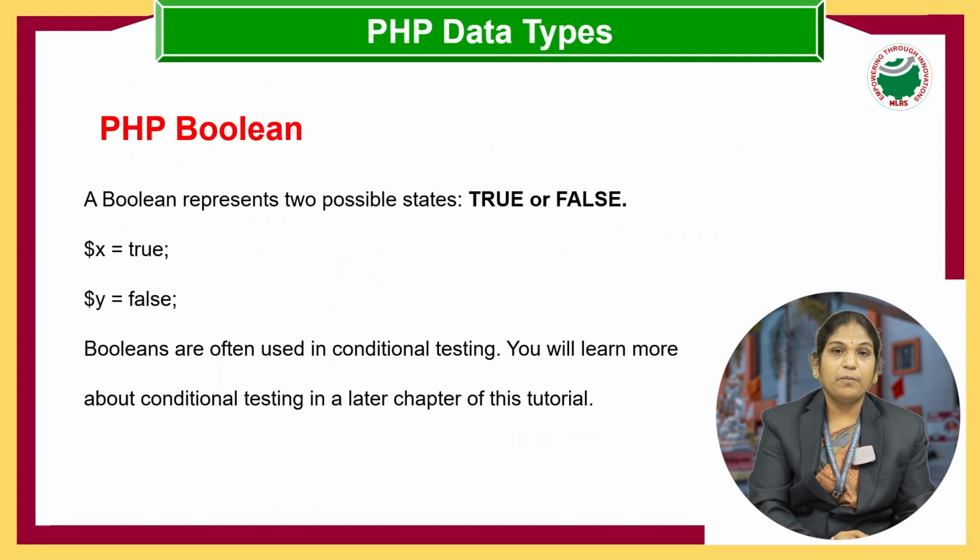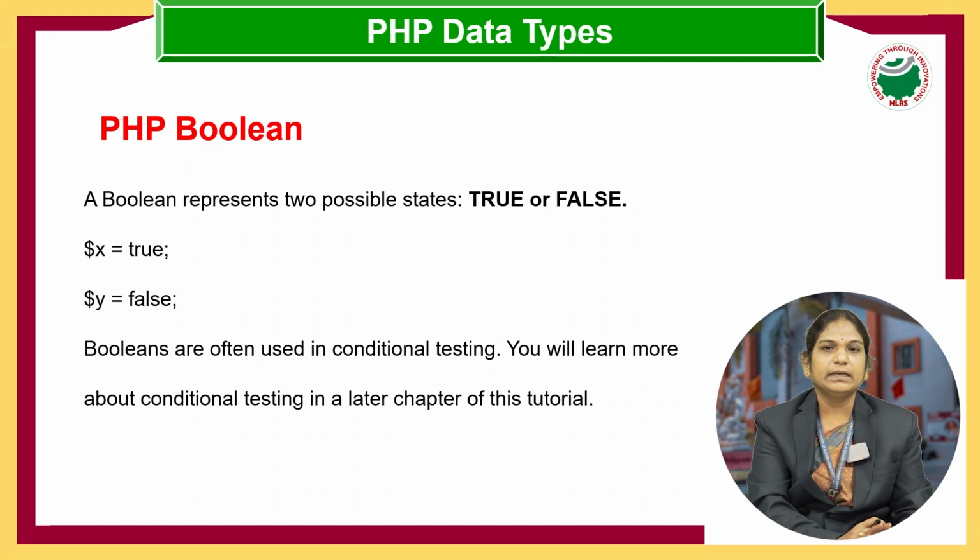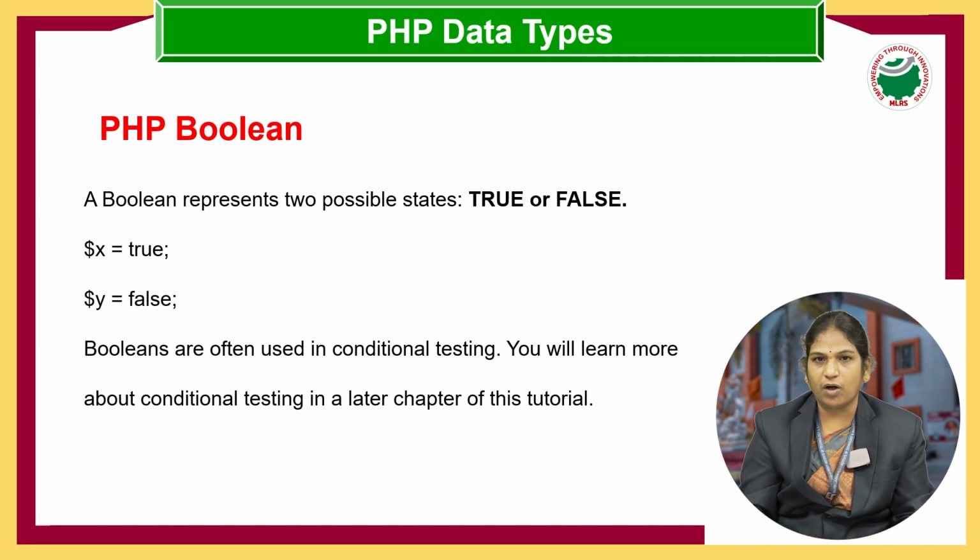And next, Boolean data type. Boolean will give either true or false. We are checking a condition in this. If the condition is true, it returns true as the output. If the condition is false, it gives false as the output.